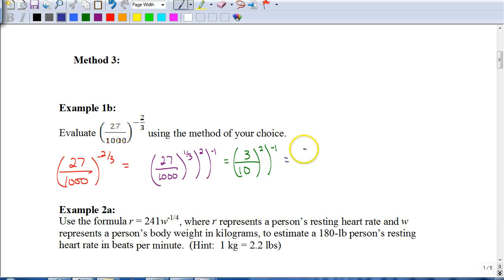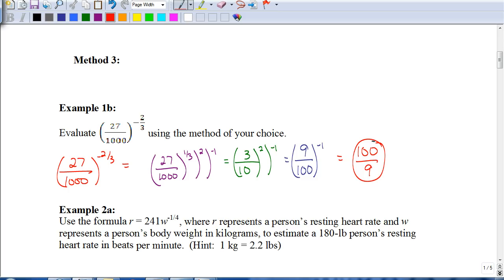I'm going to square each of these. 3 squared is 9. 10 squared is 100. And now we apply the negative. So our answer would be, we take the reciprocal of this, would be 100 over 9. And that would be your answer.